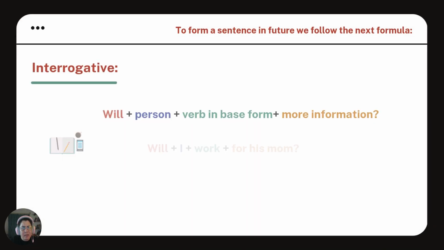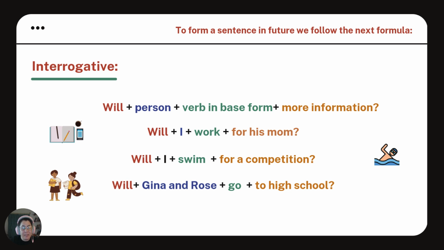Then the interrogative. Then what do we do here? If you see, the only thing that changed in this sentence is that we are writing will at the beginning and we are writing at the end a question mark. Then we use will, person, verb in base form, and more information. Will I work for his mom?